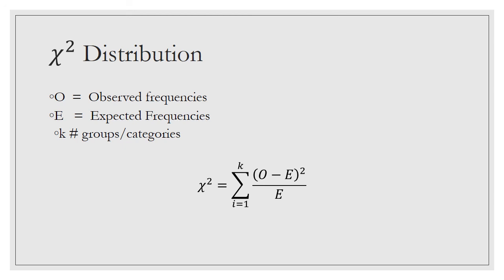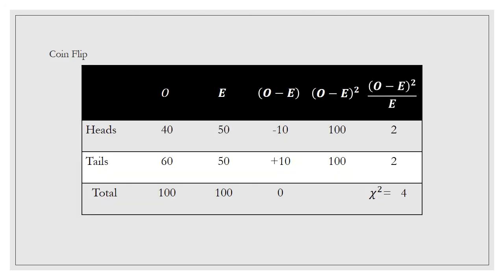So as observed deviates from what we would expect things to be, we end up finding significant values of chi-square. Here's just a really simple example. Imagine we're flipping a coin over and over again. We flip it 100 times.